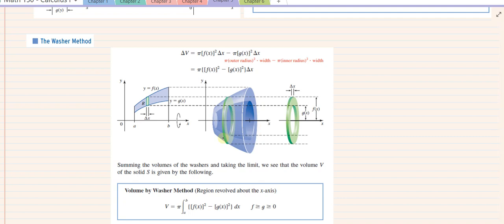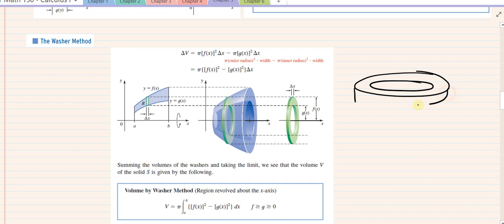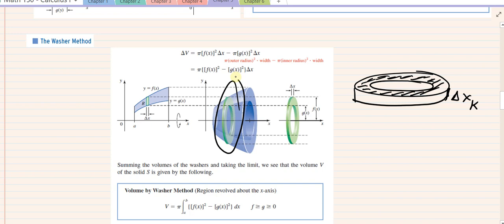Okay, so with washers, what happens is you have an outside and then you have an inside. So there's your washer of fixed thickness, right? The thickness, call it delta x. And we're looking at what's on the outside here. So that's what a typical washer looks like, right? So this is like delta x sub k, the kth washer, which is this one. All right, this thickness is delta x sub k.